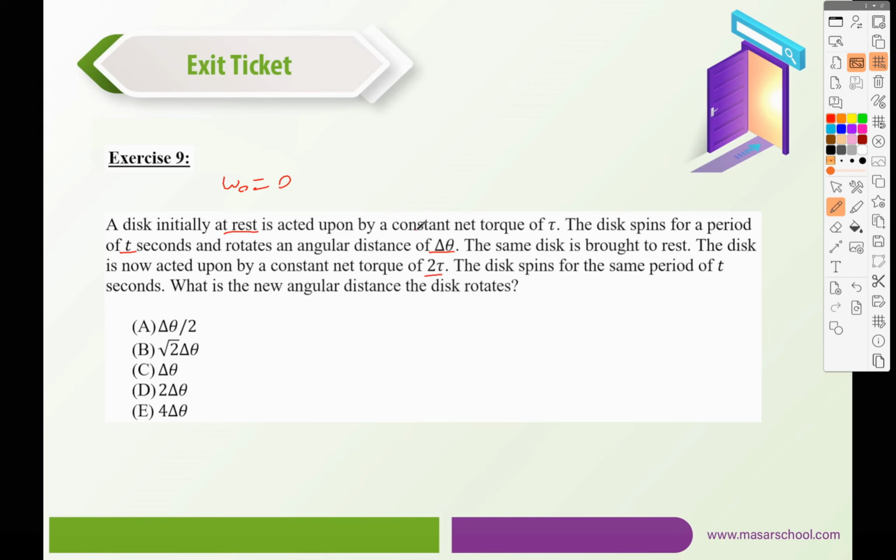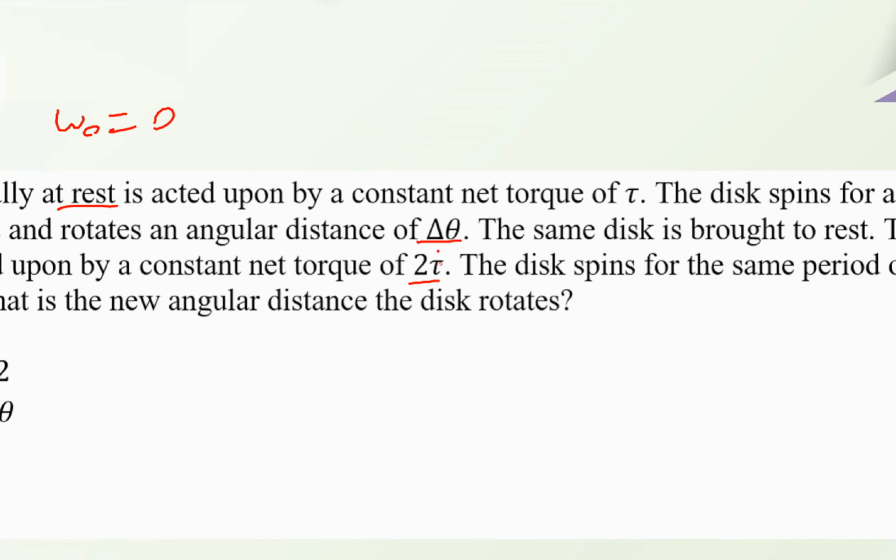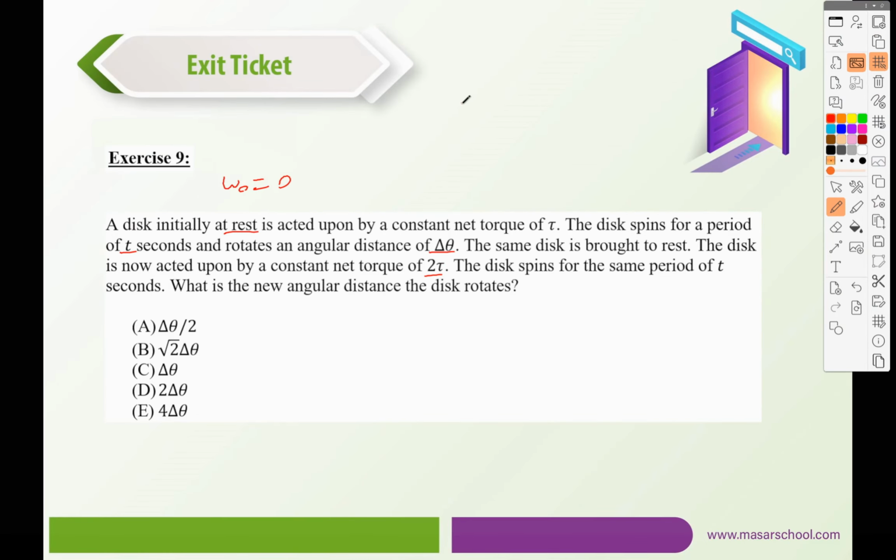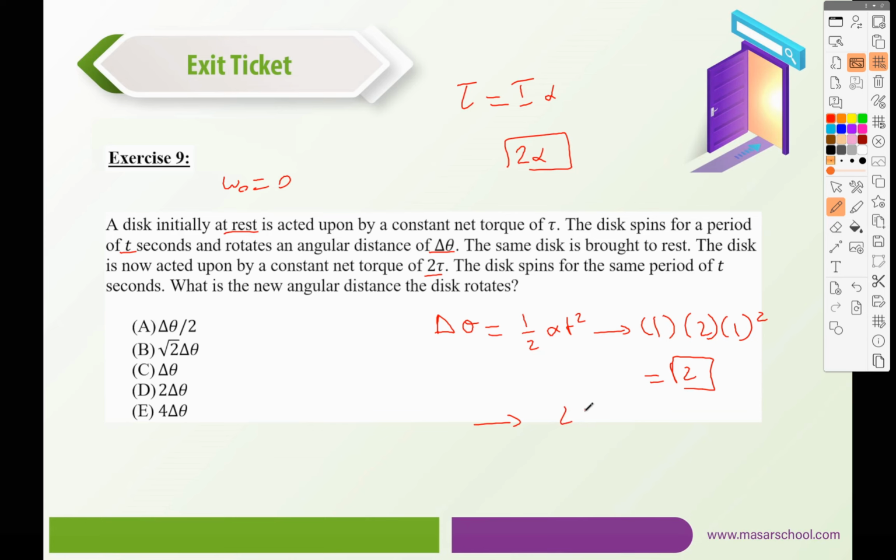So the structure of the question is like that, which means that we need to apply the factor of change. Tau is equal to I multiplied by alpha. If tau doubles, it means that we have also doubled the angular acceleration alpha. The disk spins for the same period of t seconds. What is the new angular distance? The disk rotates. We know that starting from rest, delta theta would be half alpha t square, and if we apply the factor of change, that would be 1, alpha would be 2, and t would be 1 to the power of 2, that would be 2, which means that it's given by 2 delta theta, making D the correct answer.